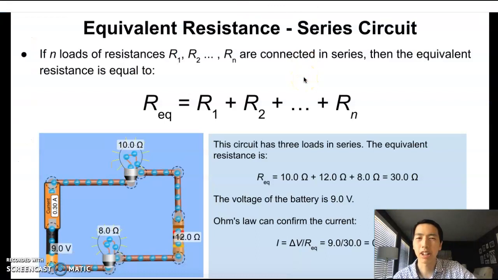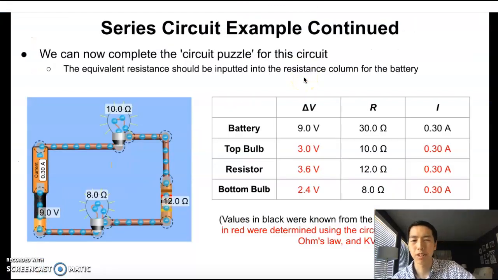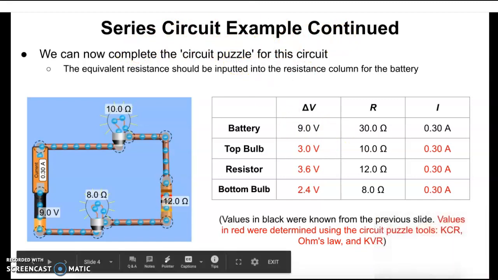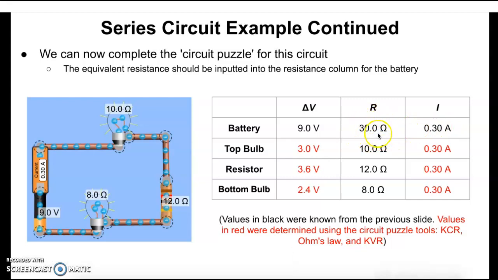Okay, I'm going to go to parallel circuit now. Oh, sorry, no, I'm not. Series circuit example continued. So this is just relating back to the previous lesson of circuit puzzles. So we know, with this picture, we know various information. That's all written in black here. We calculated this 30 ohms resistance.